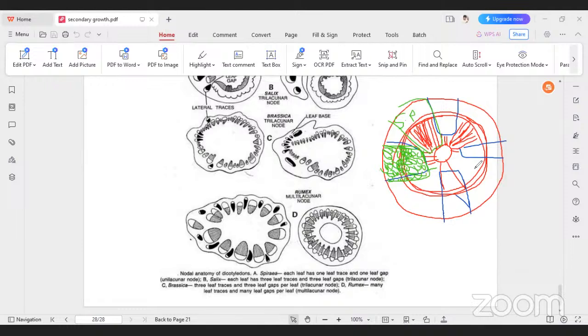Simple. For example, let me draw another one. This is completely secondary xylem. What is the function of secondary xylem? Outside is the secondary phloem. If the plant is like this, the secondary xylem gives anchor and support to the stem.